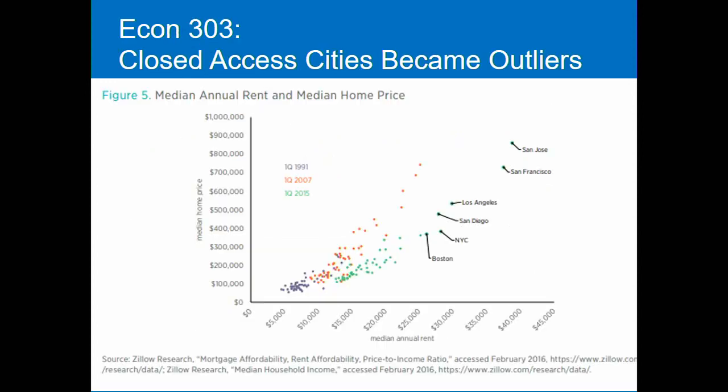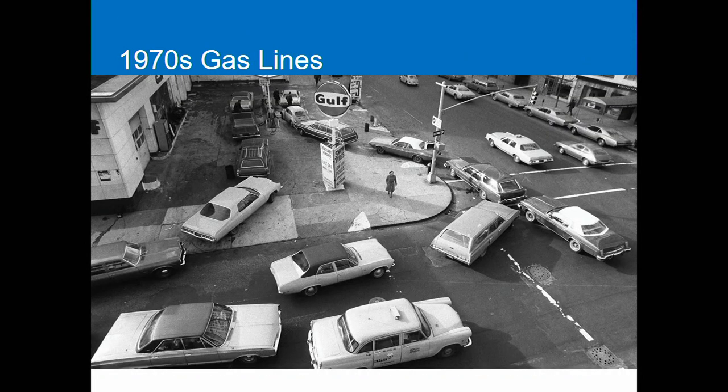Okay, yeah, and I pointed out the closed access cities about how they restrict supply. So we'll end today with gas lines from the 1970s. I don't know if your parents or your grandparents have ever complained about gas in the 1970s. Have you heard the stories?